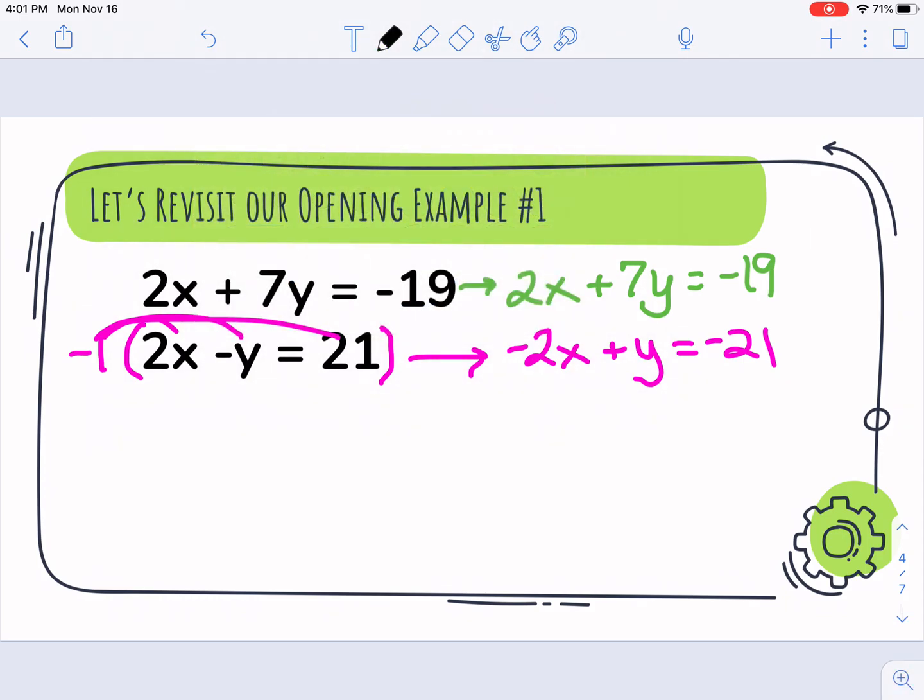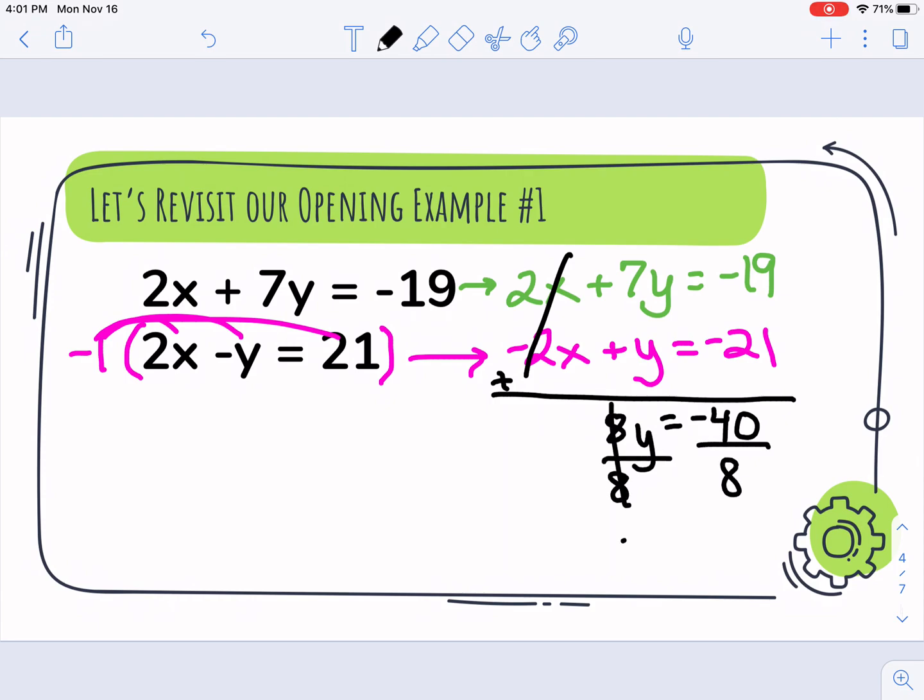At this point, I see that I have a 2x and a negative 2x. This is like what Mr. Tremor showed you yesterday. 2x plus a negative 2x is 0x. 7y plus 1y is 8y. And negative 19 plus a negative 21 is negative 40. So now we have one variable that we can solve for. If we divide both sides by 8, I get y equals negative 5.